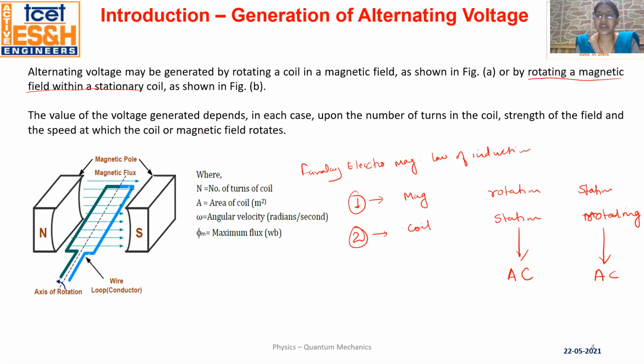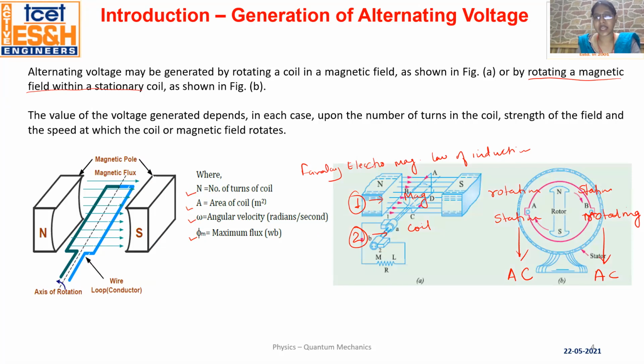Now the generation of this voltage depends on the following parameters: the number of turns in the particular coil, the area of the coil, the velocity at which you rotate your coil, and the maximum flux. These are the four parameters on which the generation of alternating current depends.